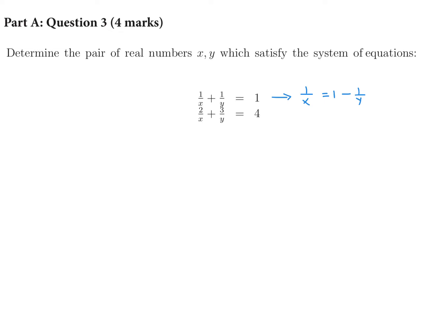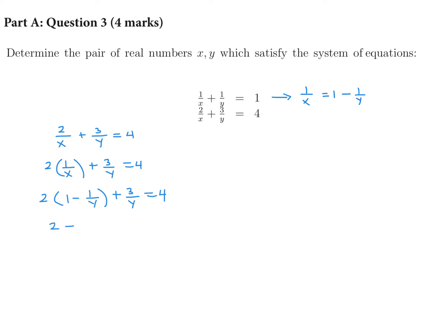Okay, and then I'll substitute that into this one. So that one is 2 over x plus 3 over y is equal to 4. Well, that's like 2 times 1 over x. So I guess I'll just substitute this into 1 over x. So 2 times 1 minus 1 over y plus 3 over y is 4. Correct? Okay, let's expand this now. So 2 minus 2 over y plus 3 over y is equal to 4.